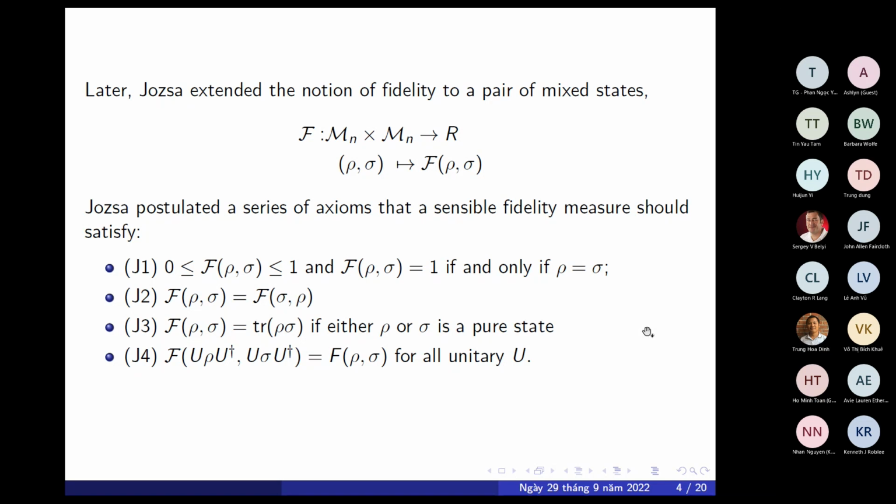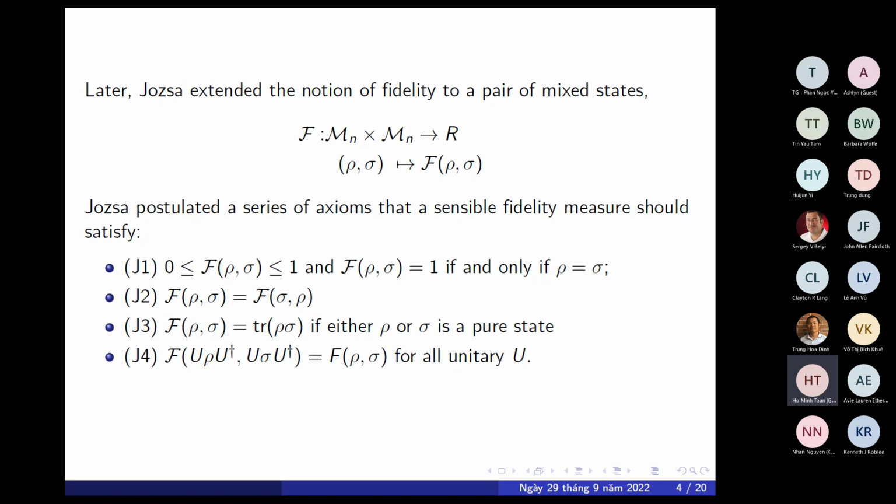It just means that the fidelity of two mixed states equals the trace of the product of the two states if one of them is a pure state. This means that the fidelity of two positive semi-definite matrices with trace 1 equals the trace of the product of them if one of them is a projection, rank 1, because the fidelity originates like the inner product.